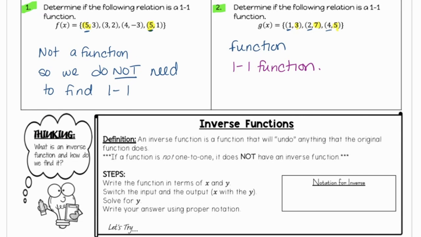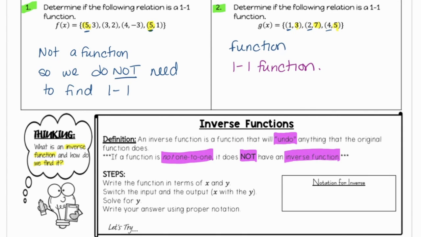So for today, what we are going to be thinking about is what is an inverse function and how do we find it? So what is an inverse function? An inverse function is a function that will undo anything that the original function does. If a function is not one-to-one, it does not have an inverse. Very important for us to understand that.